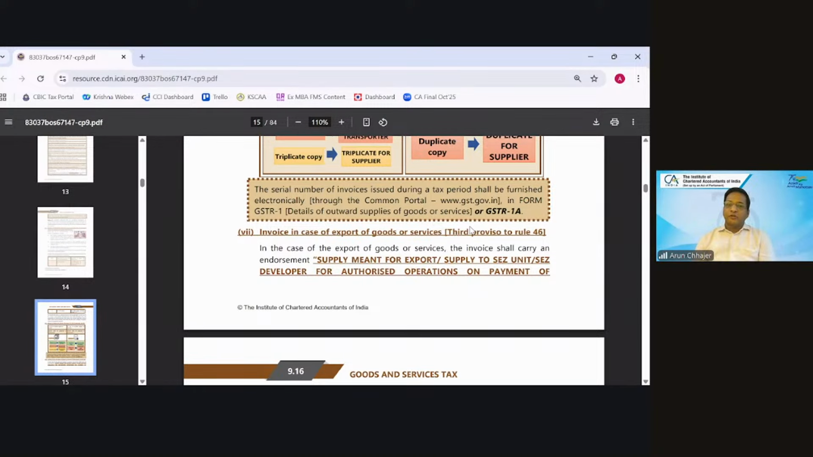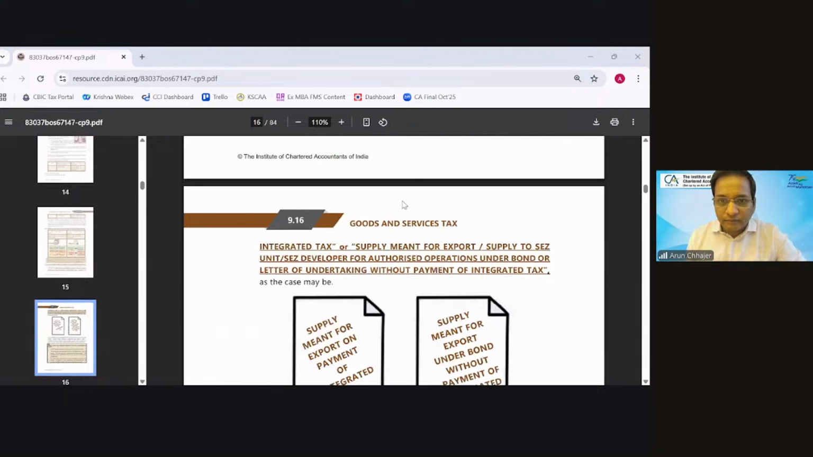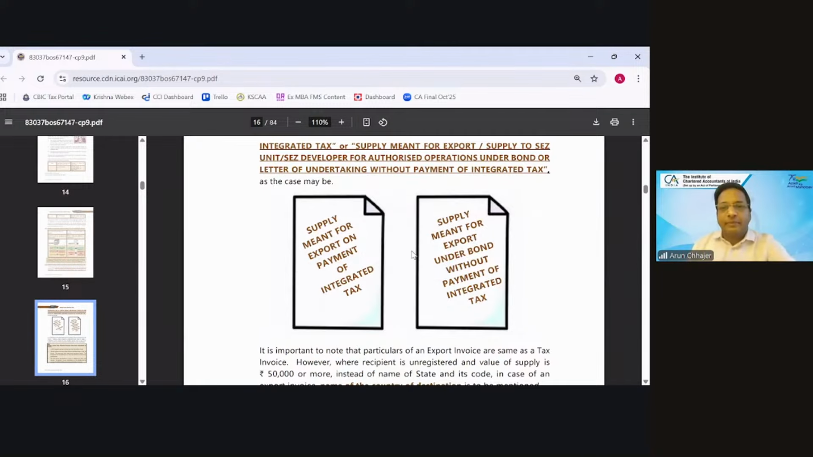Invoice in case of the export of goods or services. If you are exporting the goods, then your invoice should carry one endorsement. What is the endorsement? Supply meant for export / supply to SEZ unit or developer for authorized operation on payment of integrated tax, or supply meant for export, SEZ for authorized operation under bond, letter of undertaking, etc.